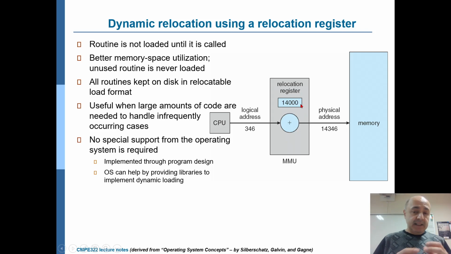It will take that logical address, which is relative to the beginning of the module, and add that relative address to the value of the relocation register. So if the relocation register contained 14,000, plus the relative address, which is 346, you get the physical address and you access the function. If in another execution the relocation register contained 20,000, then the physical address would be 20,346 in such a case.